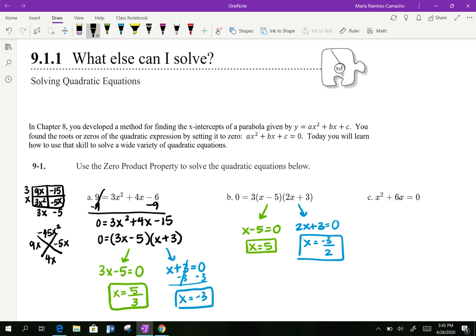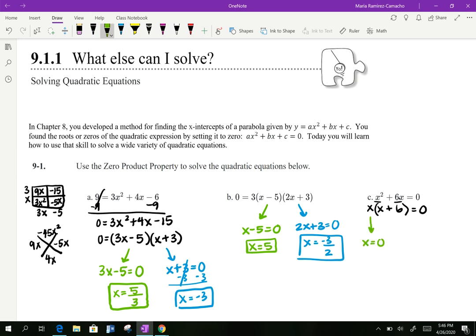Okay, perfect. For part C, it looks like we do have to factor. I'm going to factor out an x. That's a common factor here. X times x is x squared. X times 6 is 6x. So I did that quickly. I didn't have to use a generic rectangle for this specific problem. Okay, now let's set each factor equal to 0.